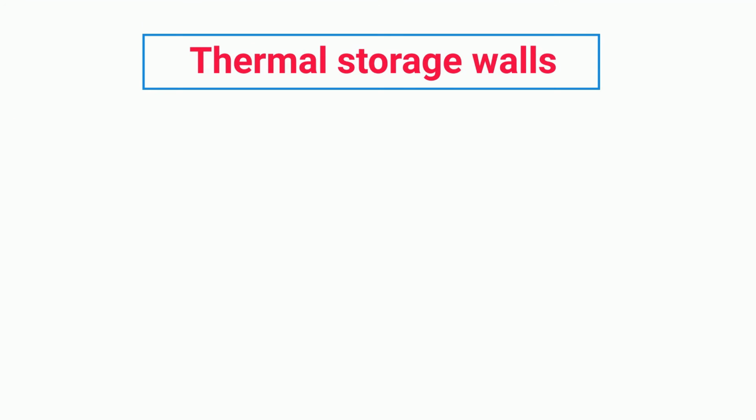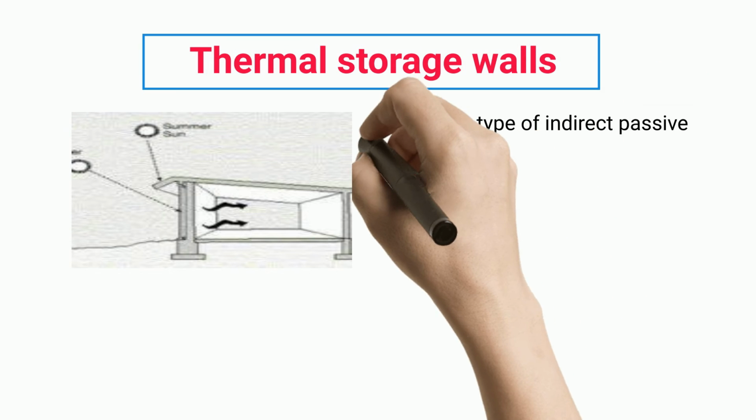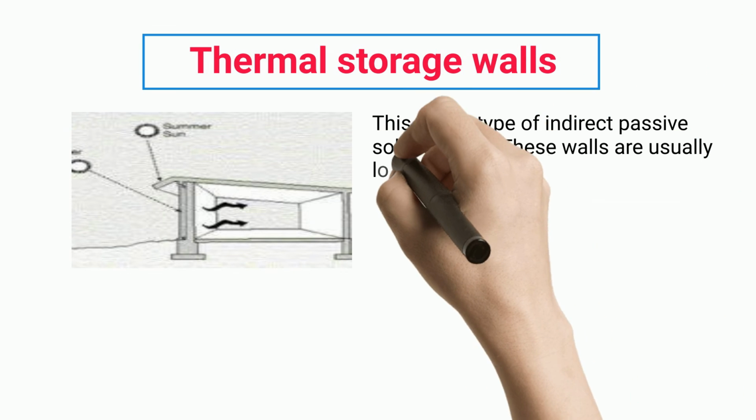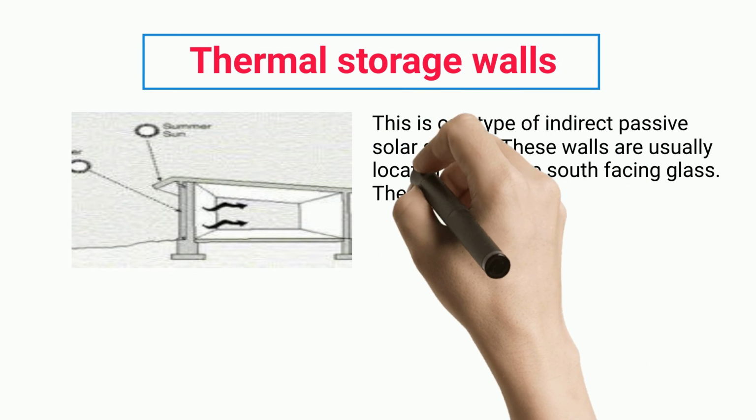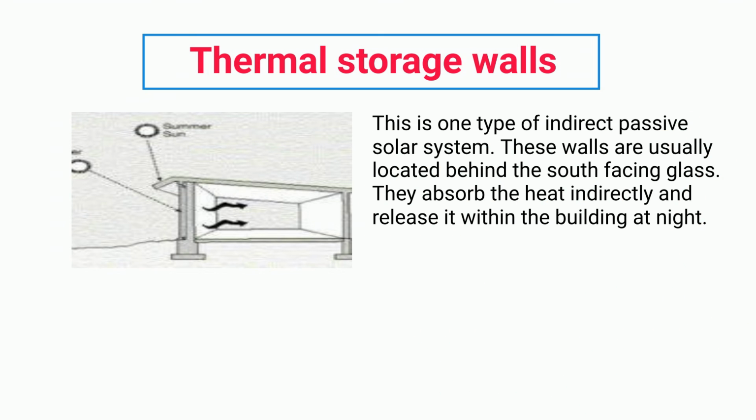Thermal storage walls. This is one type of indirect passive solar system. These walls are usually located behind the south-facing glass. They absorb the heat indirectly and release it within the building at night.